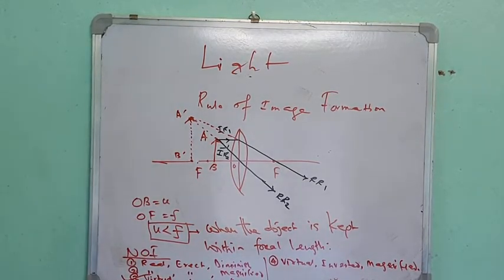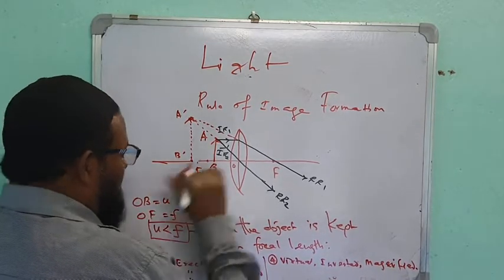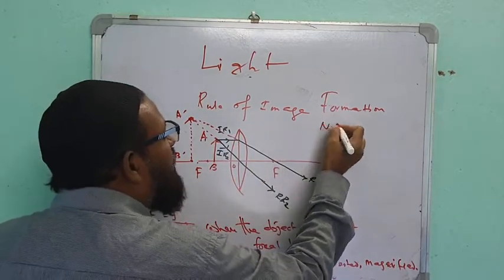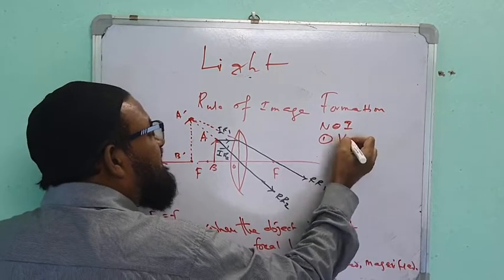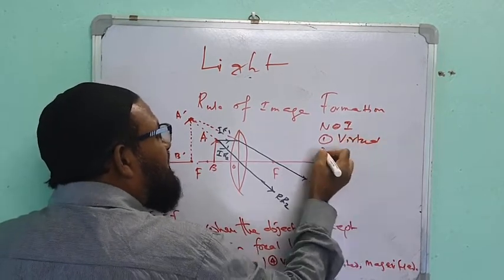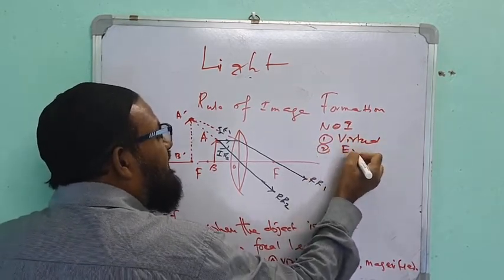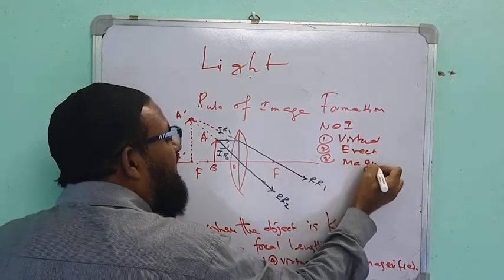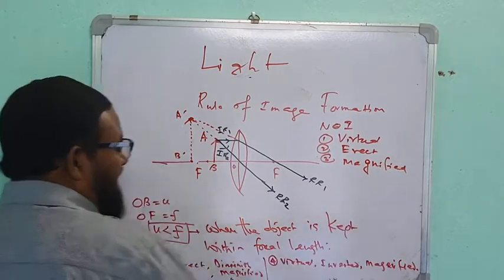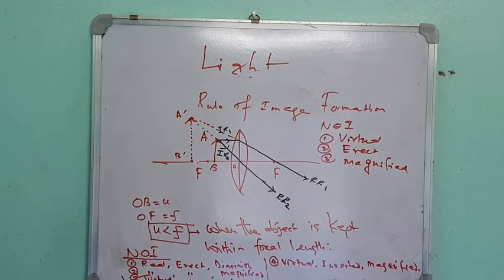This concept is used in the case of a microscope. What is a simple microscope? What is the nature of the image, NOI? The nature of the image is virtual. The nature of the image is erect. And third is magnified.